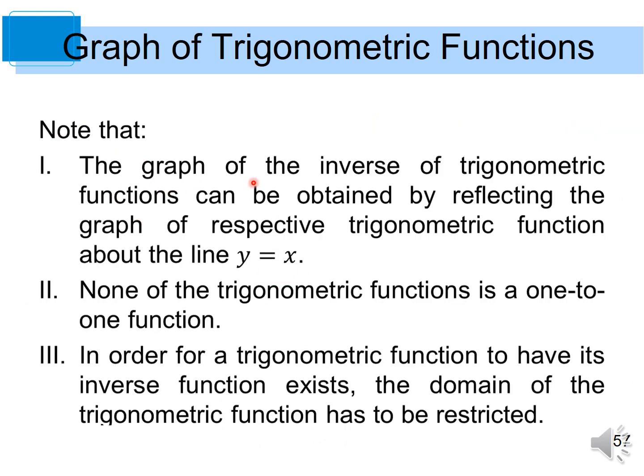The graph of the inverse of trigonometric functions can be obtained by reflecting the graph of the respective trigonometric function about the line y equal to x. None of the trigonometric functions is a one-to-one function. In order for a trigonometric function to have its inverse function exist, the domain of the trigonometric function has to be restricted.